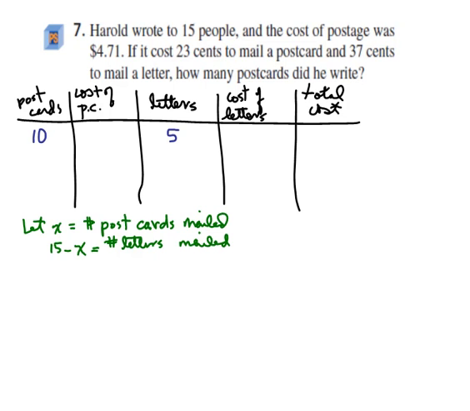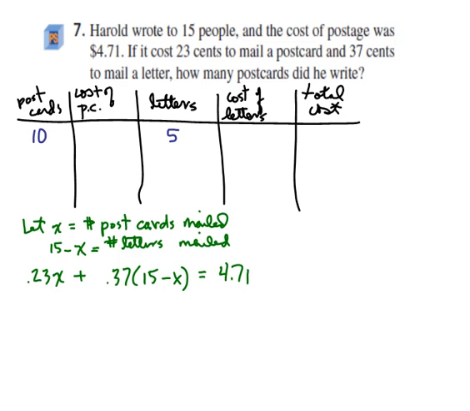Now, if each postcard cost 23 cents, then the cost of mailing all the postcards will be 0.23 times x. And if the cost of mailing a letter was 37 cents, then the total cost of mailing the letters would be 0.37 times. We have to put this in parentheses because this is one number. 15 minus x refers to the number of letters that were mailed. And when we add those two amounts together, the 0.23 times x plus the 0.37 times the quantity 15 minus x, we should get the total cost of mailing the letters, which was $4.71.